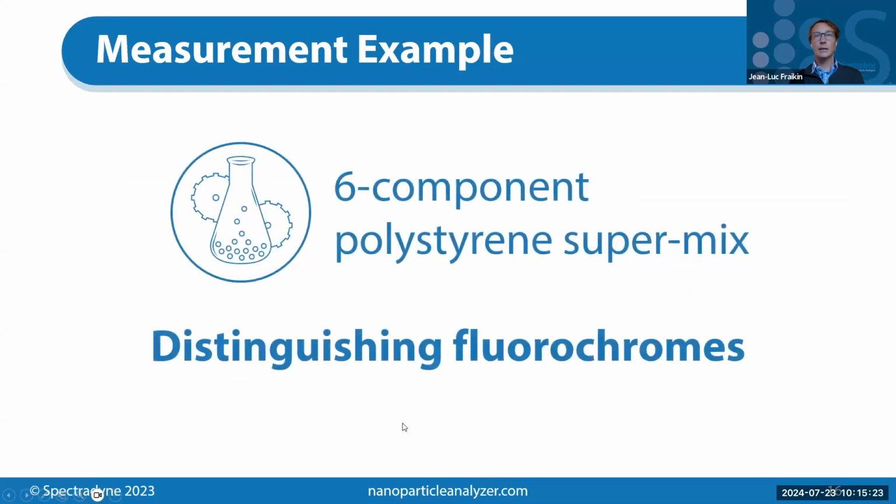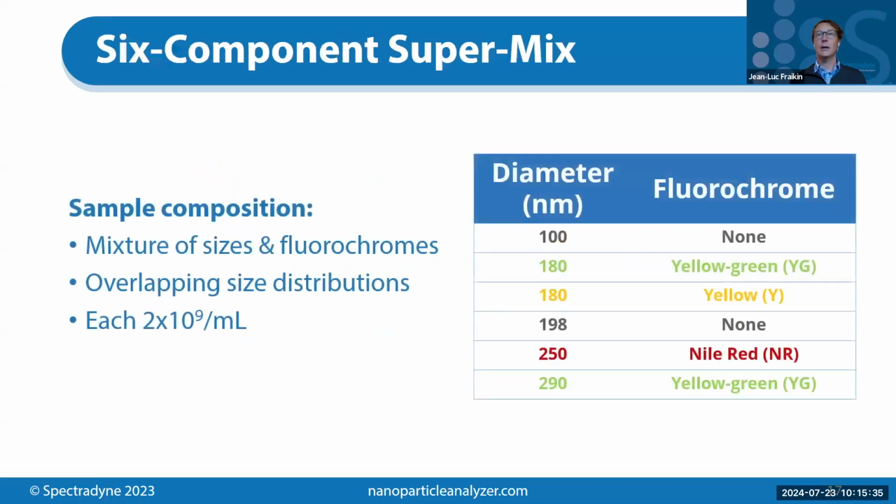Okay, so let's get into some data. First, I'll show you an example that is just illustrative, really. It's a super mix of polystyrene beads, okay? There are 6 components in this sample, and diameters range from 100 to 290 nanometers.